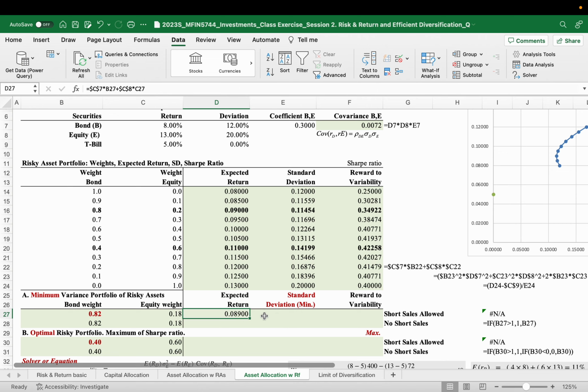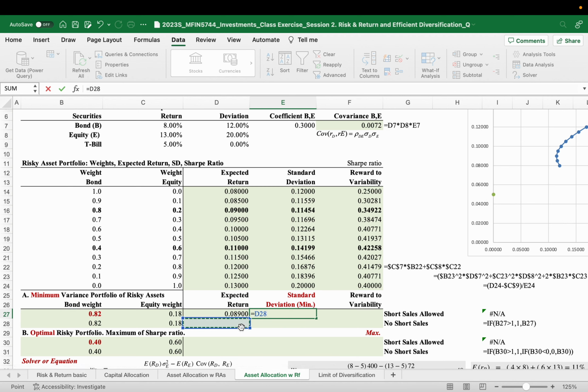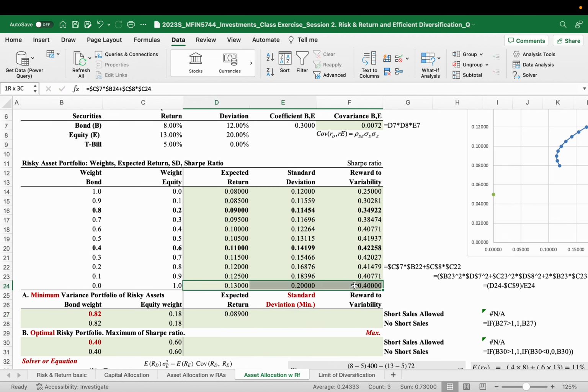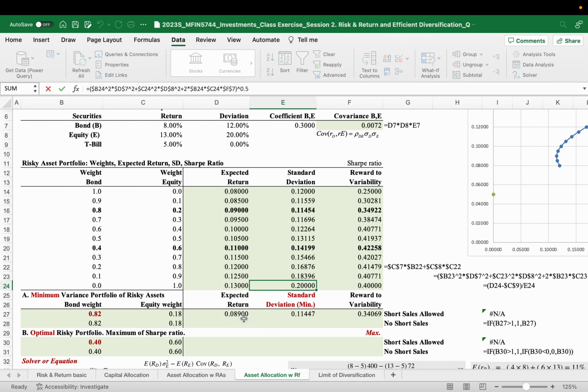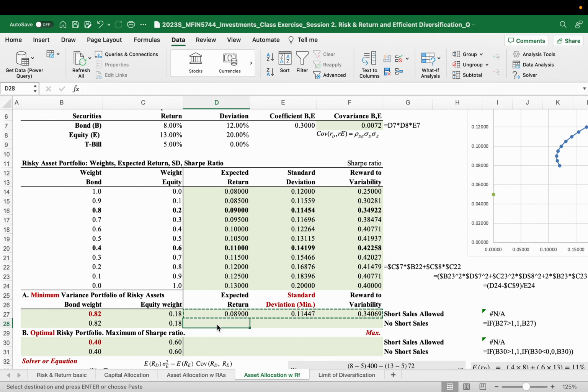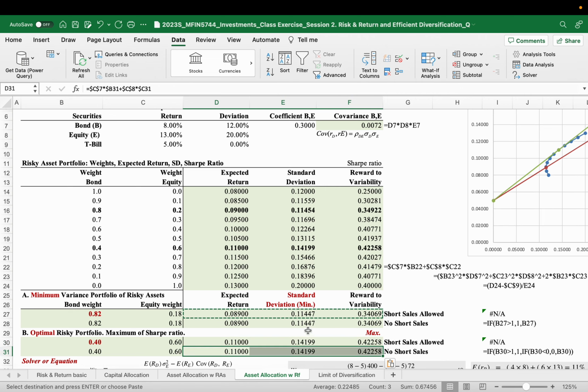And then let's calculate the standard deviation exactly the same way. Bond weight. You don't have to actually calculate in that way. You can just copy and paste, because we have the equation here, right? The same equation, and then here just copy and paste. You can also copy and paste here and copy and paste here, right?